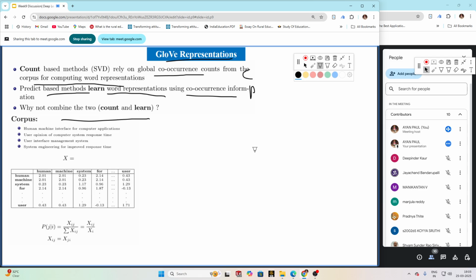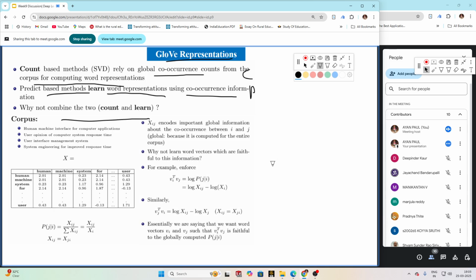If we combine the count based method and the predict based method, we come up with this new idea known as GloVe representation. This is not the glove you wear, this is global vector. GloVe is the short form of global vector representation. Again, we have learned the count based method, that is SVD. Whenever we apply SVD on a co-occurrence matrix, what we are learning is how many times two words, or a set of words, appear together. That we do in the count based method.